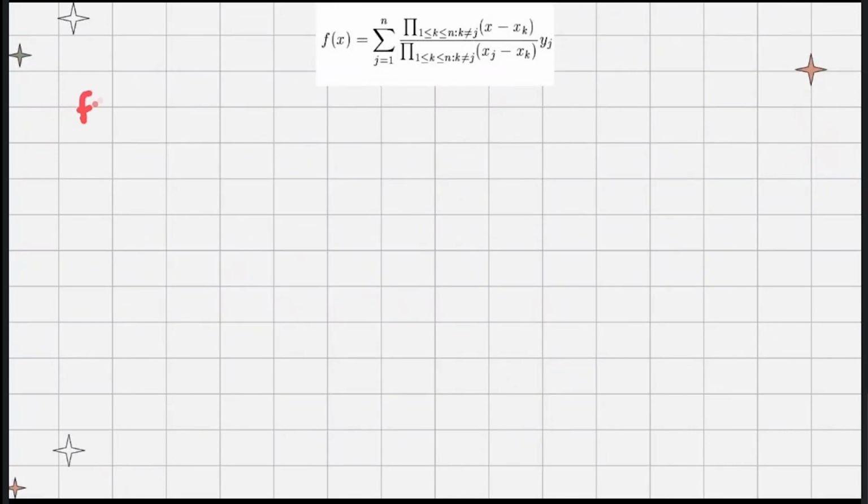So here we have f of x. This f of x should be equal to, now let's go term by term, right? So the j over here goes from 1 to n. So the denominator will look something like this. So we take j is equal to 1 and we have x1 minus, and in the denominator we skip all the coordinates where k is equal to j.